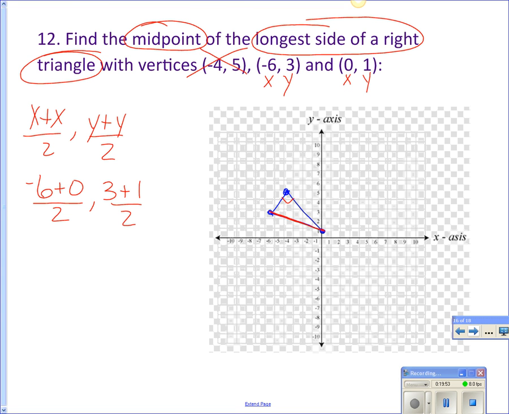Guys, if you put this in your calculator, I prefer for you not to, but if you do, you can't type it all in at once. You got to do negative 6 plus 0, enter, and then divide by 2. You got to do it in 2 separate steps if you use the calculator. Or you can put parentheses around the top. Either way. But you can't just type it in straight like that. All right, what's negative 6 plus 0 divided by 2? And then what's 3 plus 1 divided by 2? So that's your answer, negative 3, 2.